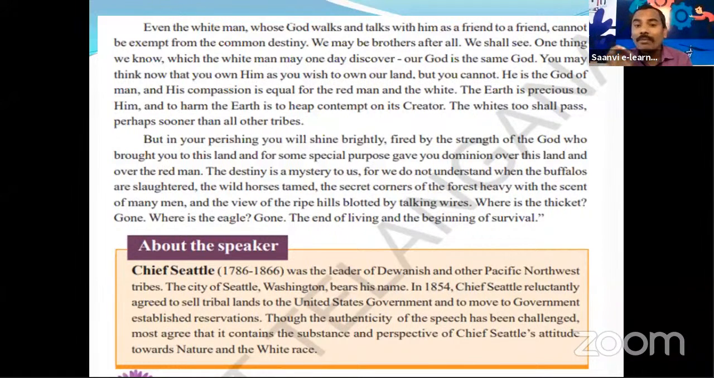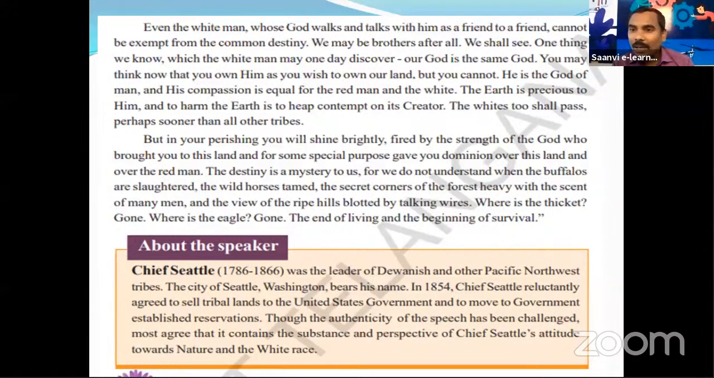Gone. The end of living and the beginning of survival. This is what you have to understand. You know that in the past, people lived in harmony with nature. People did not harm the environment.